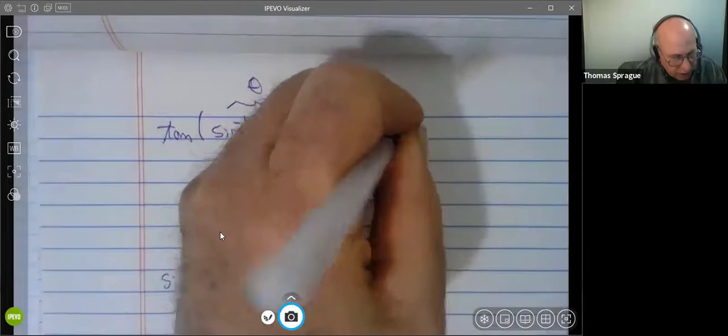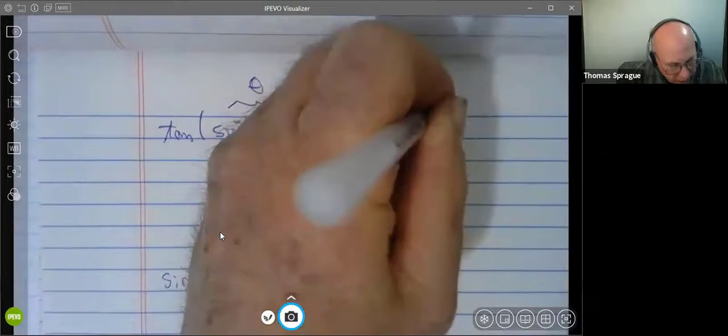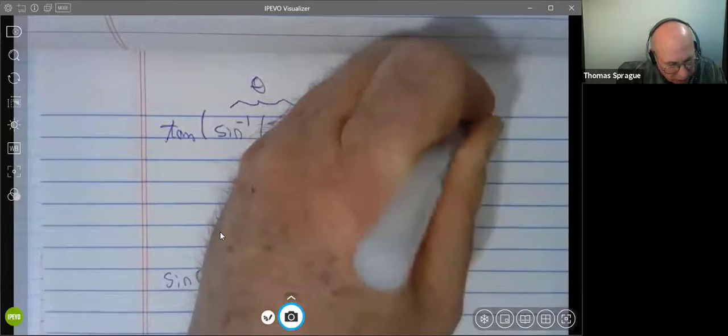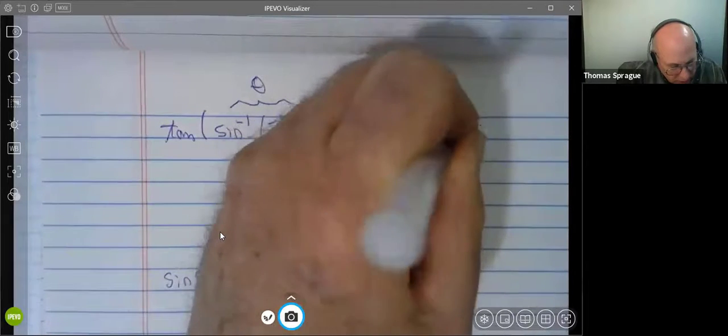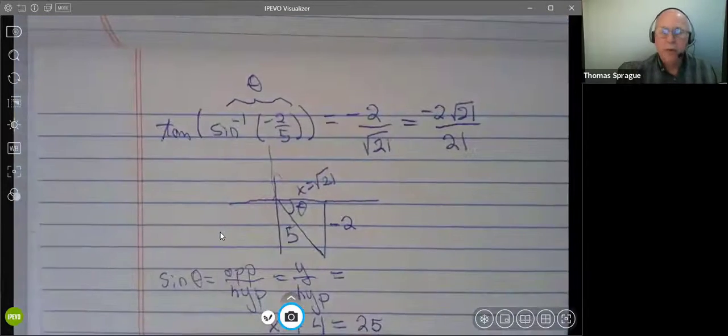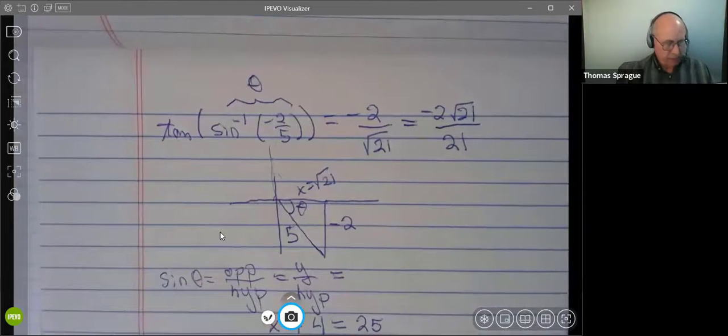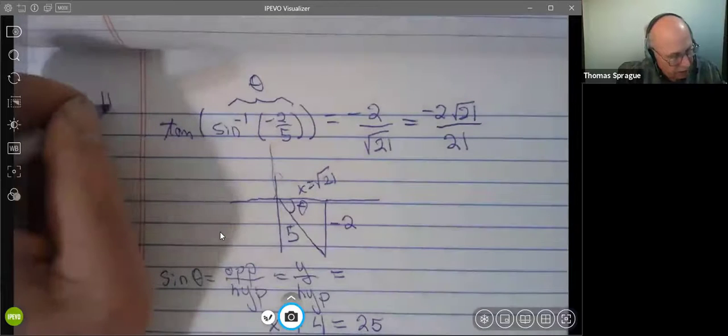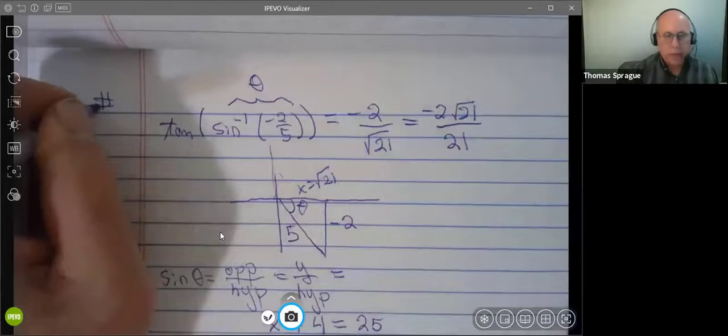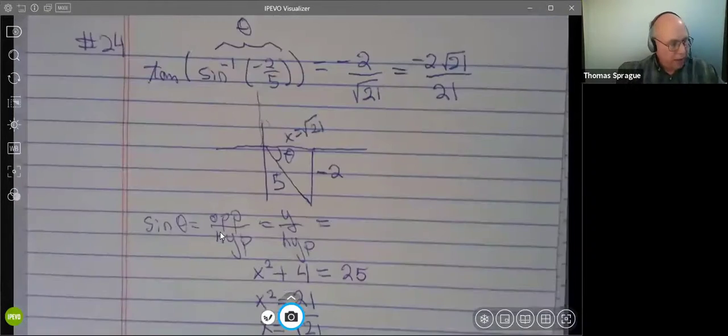Or some people like to rationalize the denominator. You just multiply up and down by root 21. -2 root 21 over 21. So that is a new and improved solution to number 24. Okay.